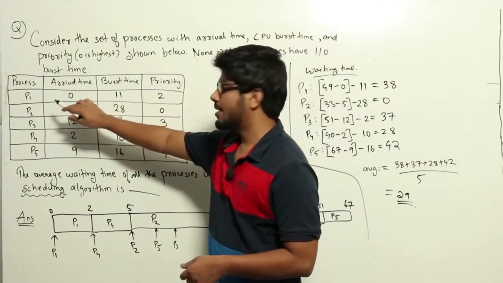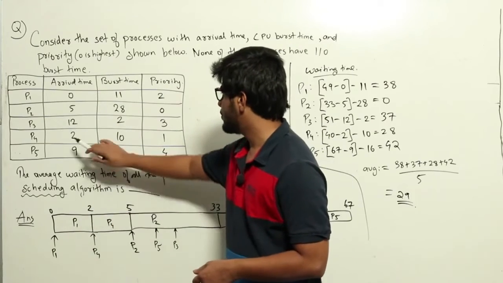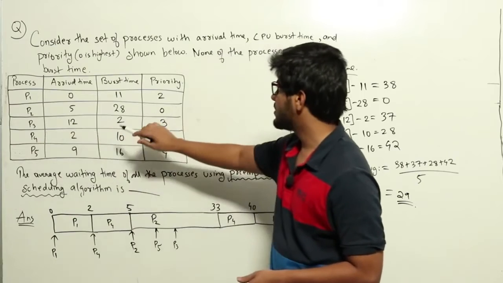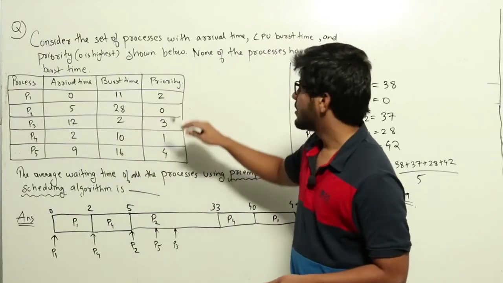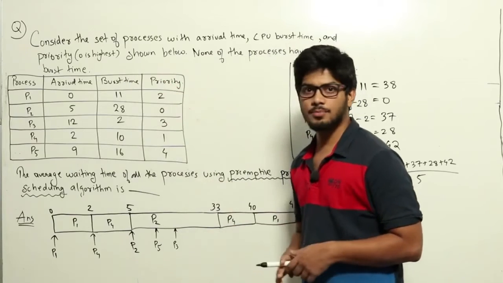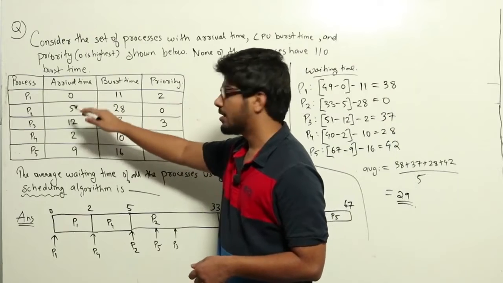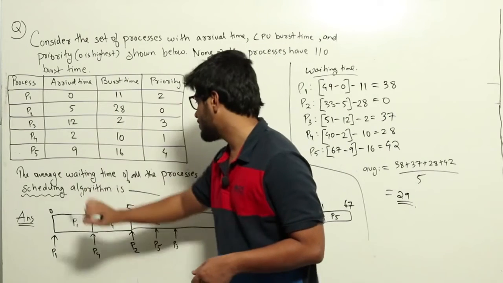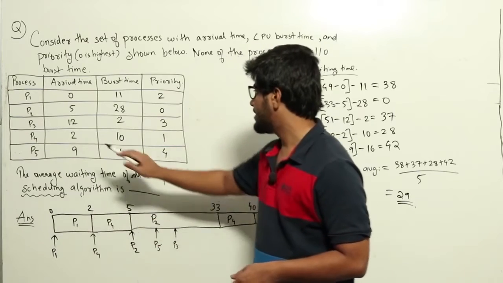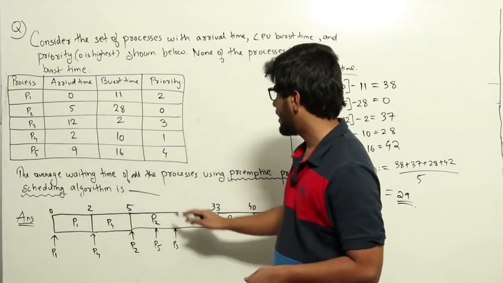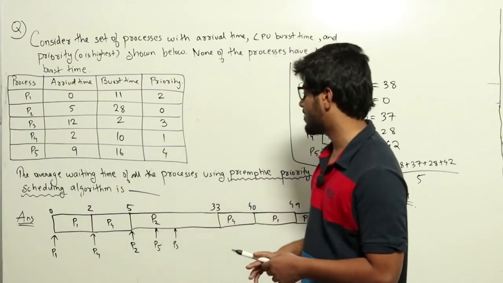At time 0 only P1 is there, so we will start running with P1. At time 2 P4 will arrive. Now if you see, P1 has priority 2 and P4 has priority 1. In the question it was given that 0 is the highest priority. So meaning 1 is higher priority than 2. So we will preempt P1 and we will start running P4. So at time 2 P4 will start running. At time 5 P2 arrives and P2 has a priority of 0. 0 is the highest. So at time 5 P2 will start running.